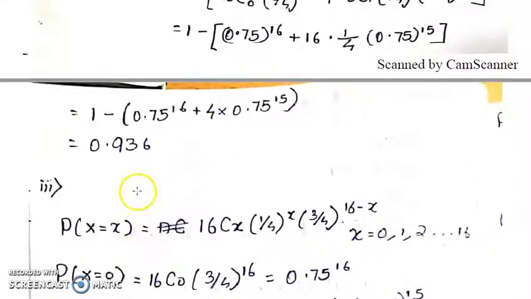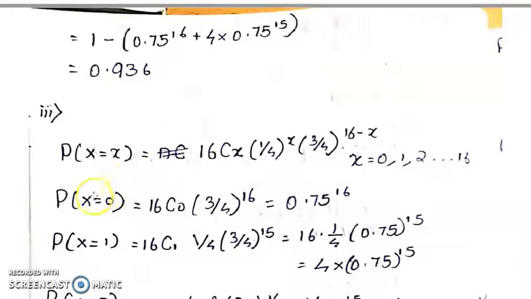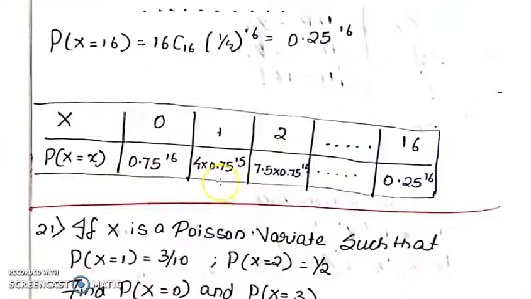To find the probability mass function, substitute x equal to 1, 2, 3 and so on up to 16 in the distribution formula. After simplification, we get the probability mass function formula like this.